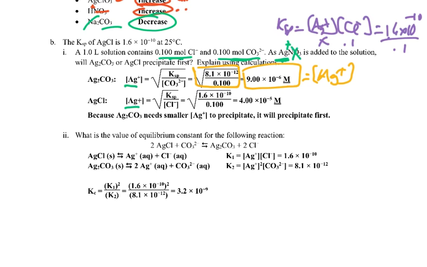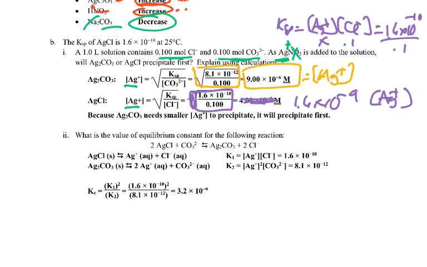So x is not going to be this value. This is actually wrong. It's not square rooted, so just ignore the square root part. Let me clean that up. Okay, so this is good if we take away the square root part. So the answer is going to be 1.6 times 10 to the minus 9. And that is the silver ion concentration that we need in order to make silver chloride.